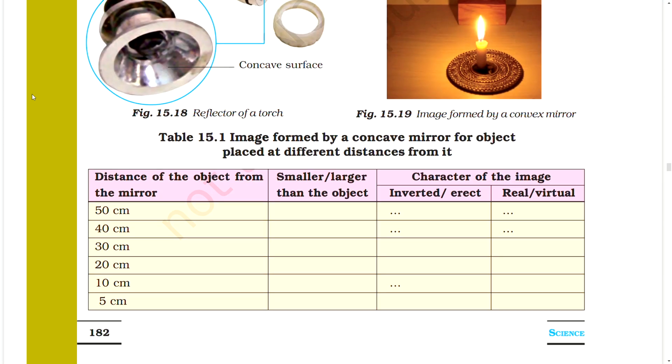Table: image formed by a concave mirror for an object placed at different distances from it. Distance of the object from the mirror; size of the image: smaller or larger than the object; character of the image: inverted or erect, real or virtual. Distances: 50 cm, 40 cm, 30 cm, 20 cm, 10 cm, 5 cm. Do this and comment.